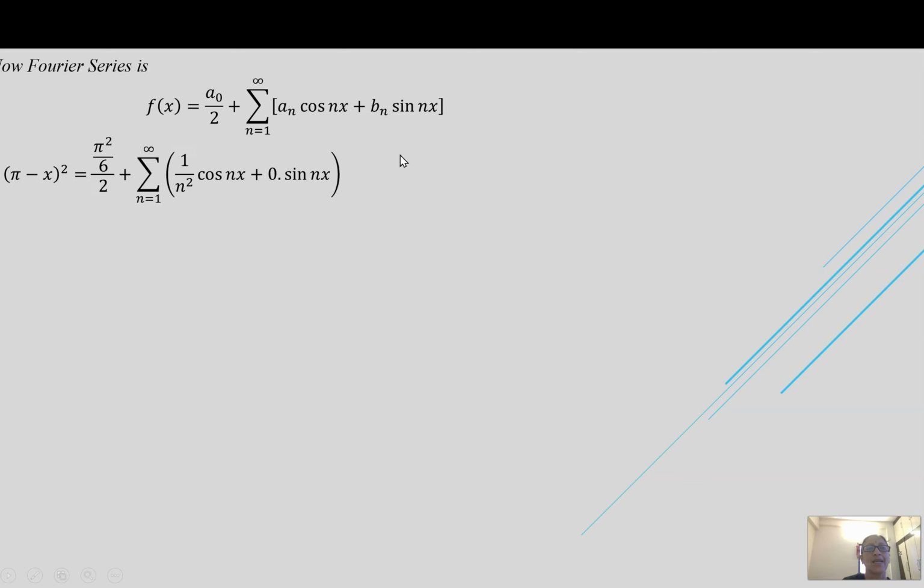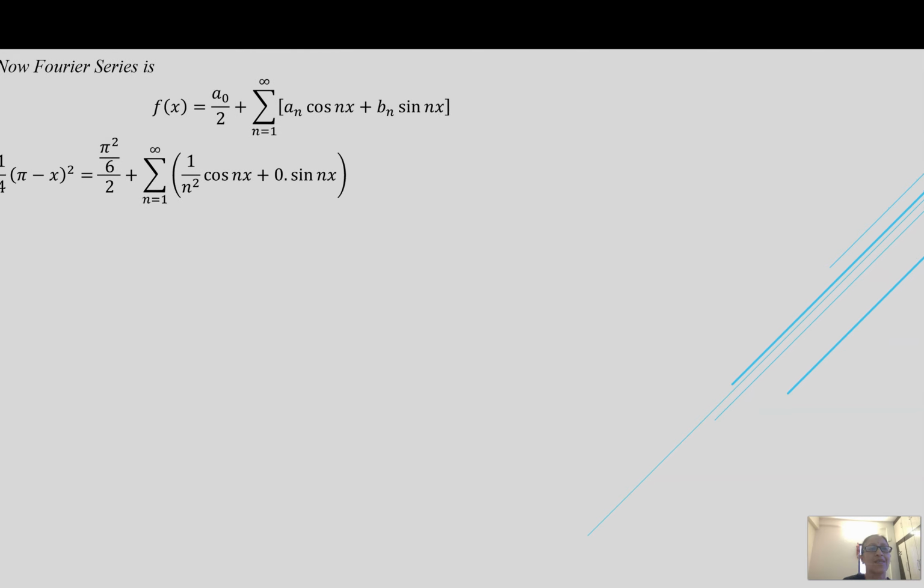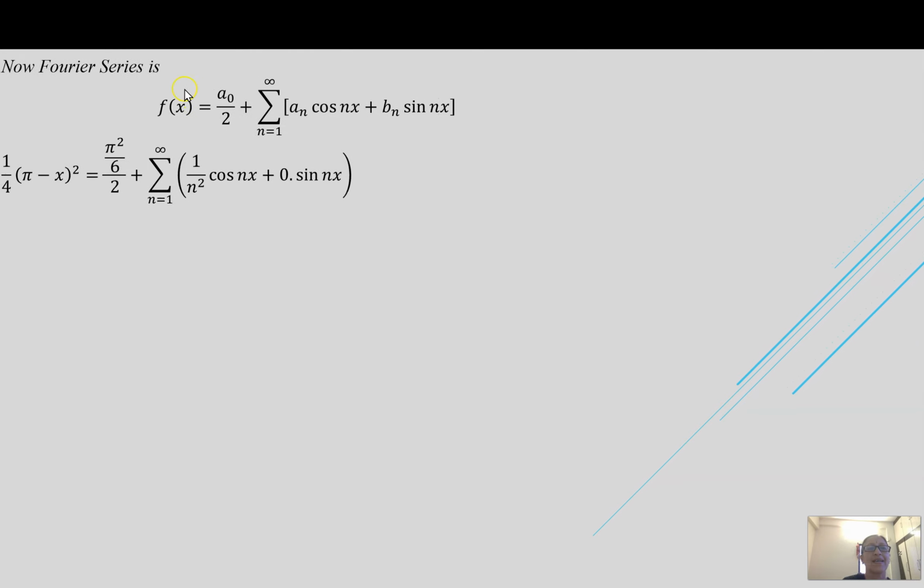Now after finding values of A0, An and Bn, we have to write Fourier series. Let us see general formula. General formula of Fourier series is fx equal to A0 by 2 plus summation n equal to 1 to infinity an cos nx plus bn sin nx. Now replace these terms a0, an, bn, fx by their particular values. Then we get fx is nothing but given function. Given function is 1 by 4 into pi minus x whole square, which is equal to a0. Value of a0 is pi square by 6.